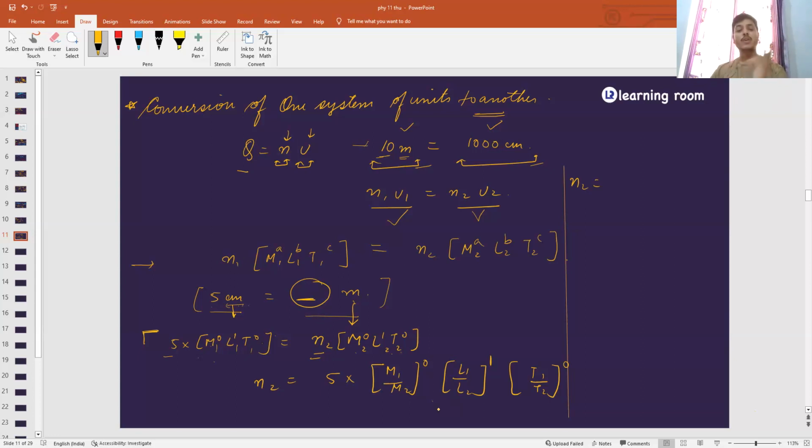Why have I written L2 or M1? Why is this segregation there? That is because they have different values. Here the length has got its unit value 1 centimeter. And here the length has got its unit value 1 meter. So that's why I've written L1 and L2. That's why I've written it differently. Now understood or not? Yes, sir.